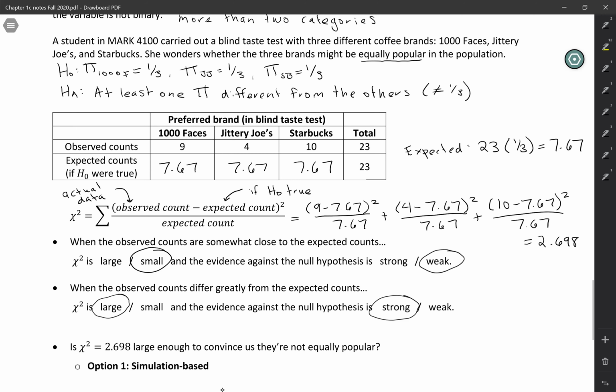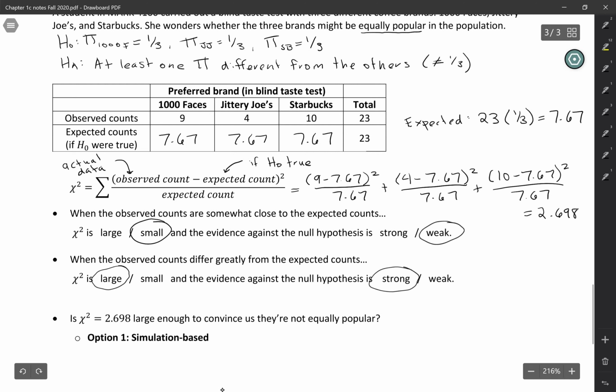So the question really comes up, how large is large, right? Is chi-squared equals 2.698 large enough to convince us that the three brands are not equally popular? So to answer this question, we need a null distribution, right? We need to know what values we would expect to see if the null hypothesis were actually true.